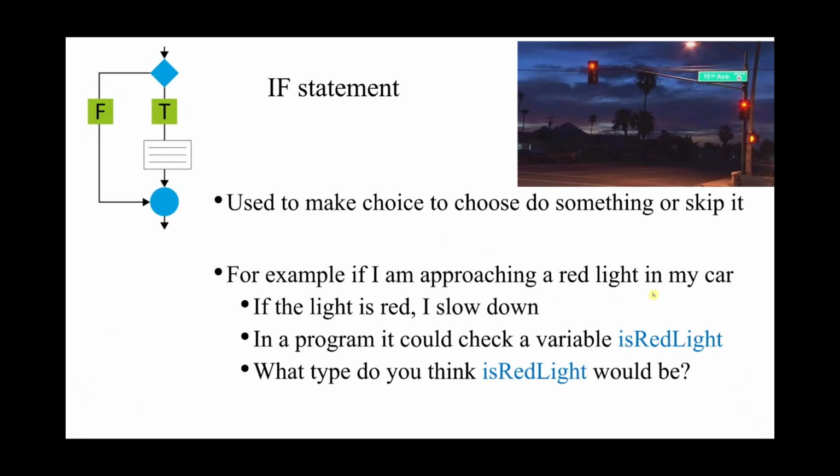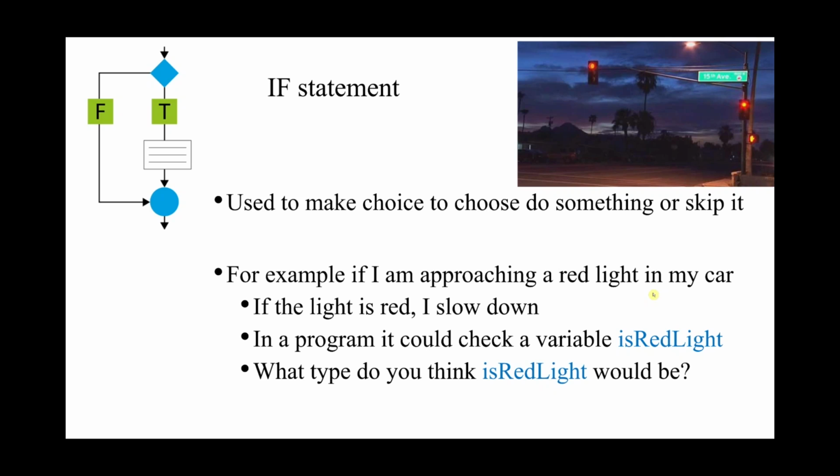So the if statement is used to make a choice: do something or skip it. For example, if I'm approaching a red light in my car, if the light is red, I slow down, otherwise I would keep going, right? Or at least this is what we do usually in here. Even though the yellow means slow down. I see some people on the yellow, they keep going. Hopefully they won't have any accidents, because this is a little bit dangerous.